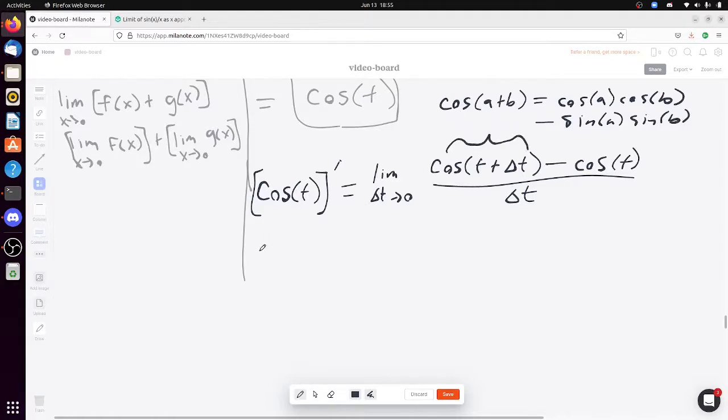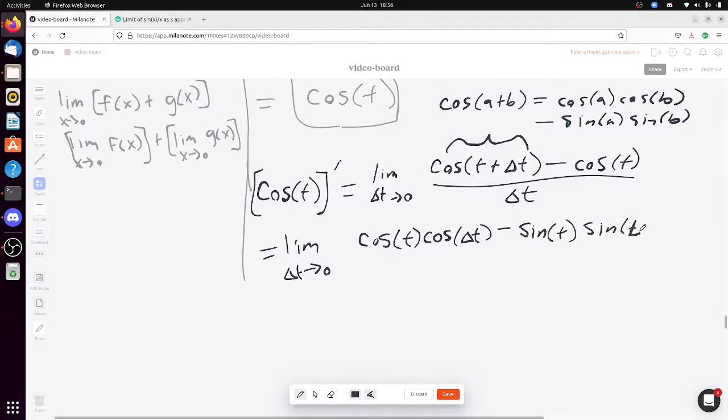So that's the formula that we're going to use now to represent this. So I'm just going to rewrite it here. Just limit as delta t approaches 0. And we're going to say t is going to be a and delta t is going to be b in this case. So we're going to say cosine of t cosine delta t minus sine of t times sine of delta t. And then we're going to subtract cosine of t from that, and we're going to divide everything by delta t.